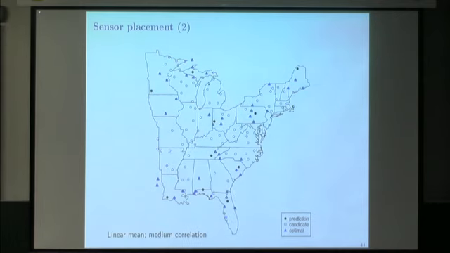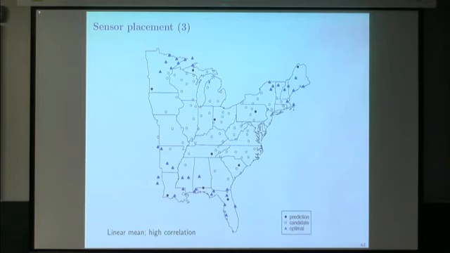Once we have medium correlation, we can see that there are points around the points that we want to predict. And again, when we have a high correlation, the points move again to the boundaries. So the distance doesn't matter because we have constantly high correlation.